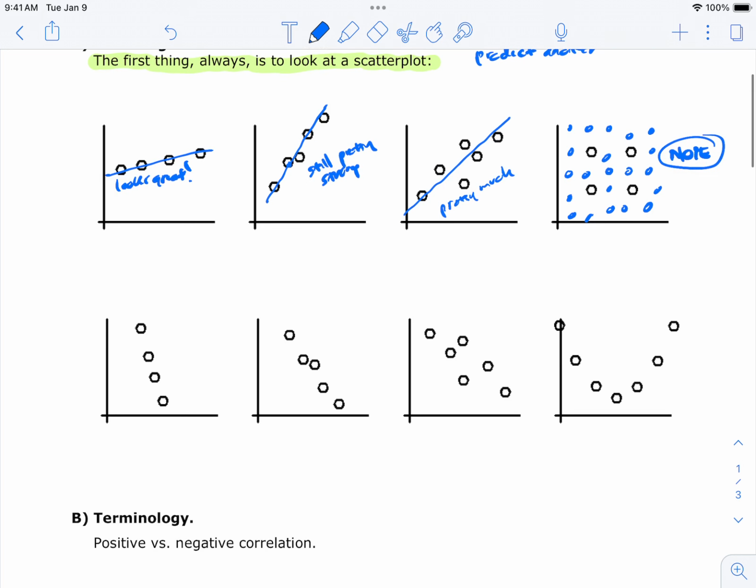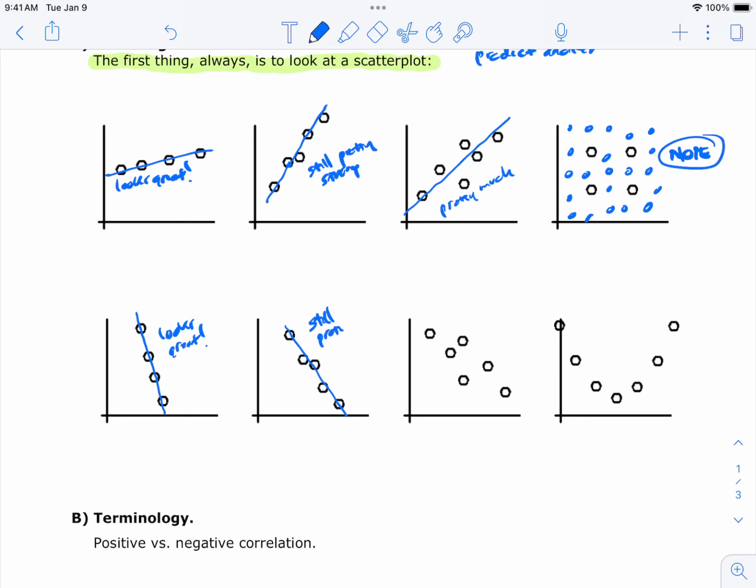Okay, next row. Here's another one that looks really great. Notice I don't care whether it goes up or down, just that they're on a straight line. Looks great. We would say these two variables have a strong linear correlation. This is still pretty strong, right? What did I do? Just flip one over? Anyway, still pretty strong.